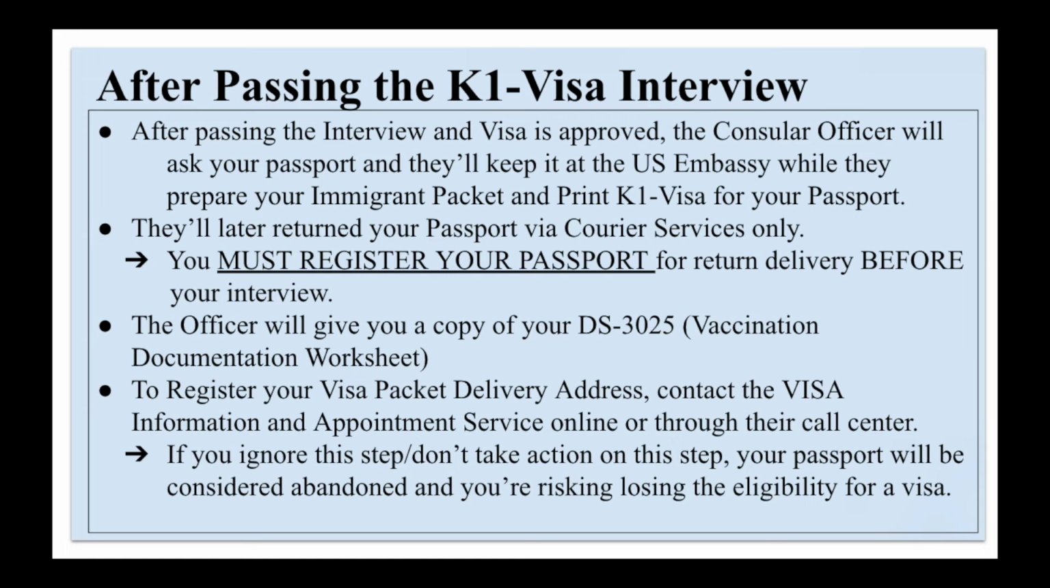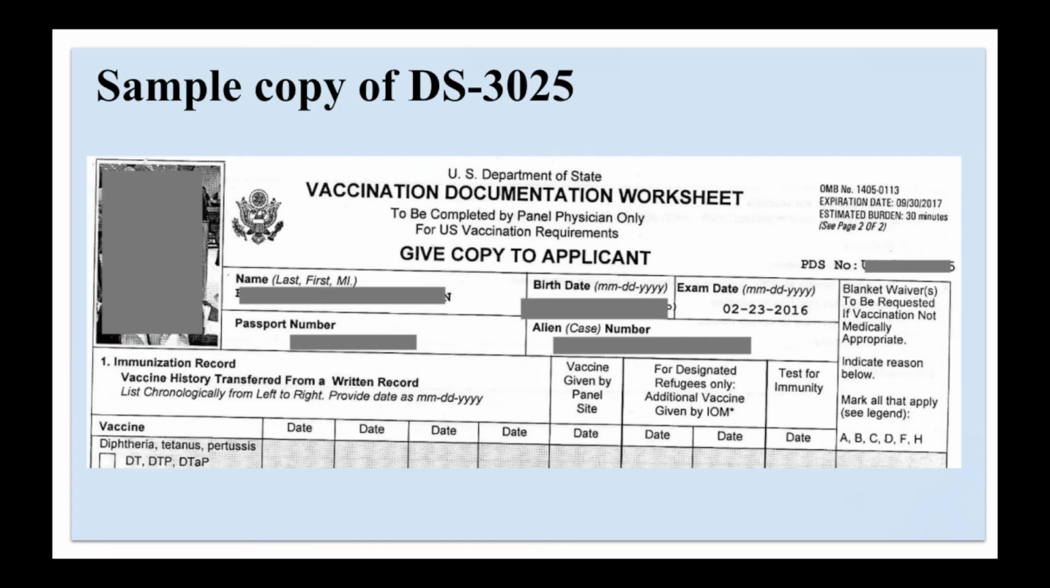You must register your passport for return delivery before your interview. The officer will give you a copy of your DS-3025 or the vaccination documentation worksheet. To register your visa packet delivery address, contact the Visa Information and Appointment Service online or through their call center. If you ignore this step, your passport will be considered abandoned and you're risking losing the eligibility for a visa. Here's a sample copy of DS-3025 or the vaccination documentation worksheet.